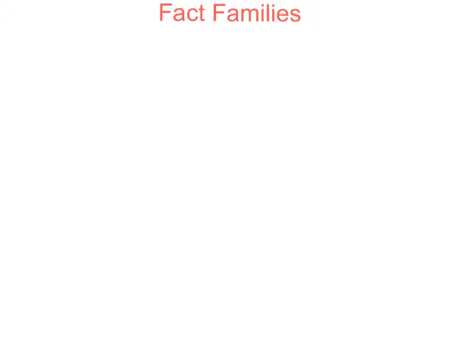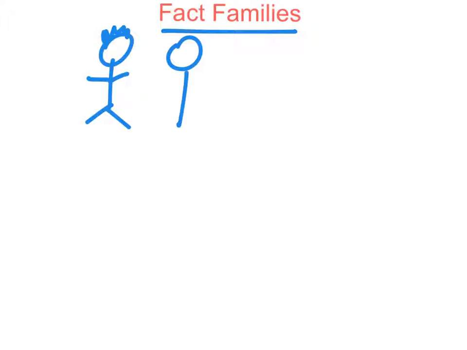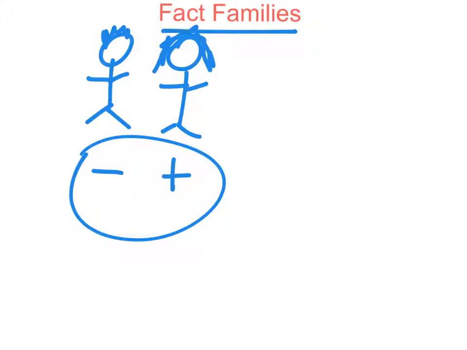In this video, we are going to talk about fact families. Just like we have maybe a brother and a sister in a family, facts, or equations really, also have families. So we could say that this one is plus and that one is minus. So addition and subtraction are a family. Please remember that. Addition and subtraction are a family.